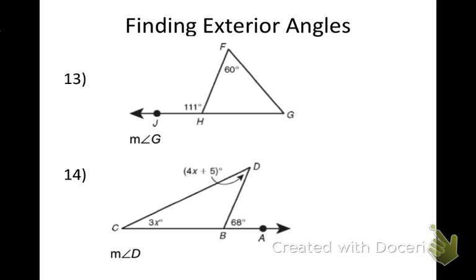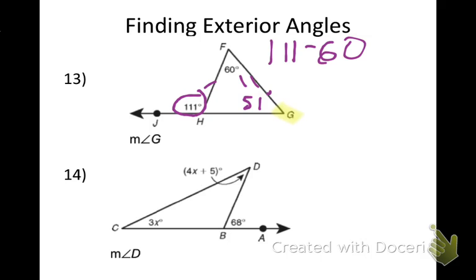All right, so let's try number 13 here. I want to find the measure of angle G. Now, I know that this angle is 111 degrees. Using the exterior angle theorem, what does G have to be here? Trevor? 51 degrees. And how do we get that? We took 111 minus 60, and that got us the 51 degrees.